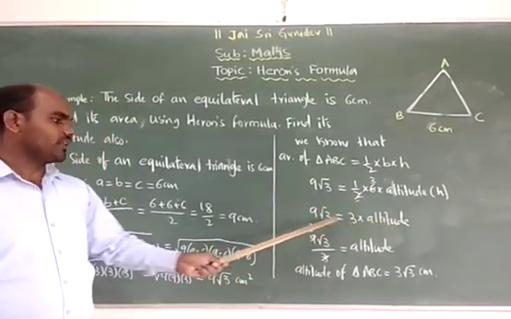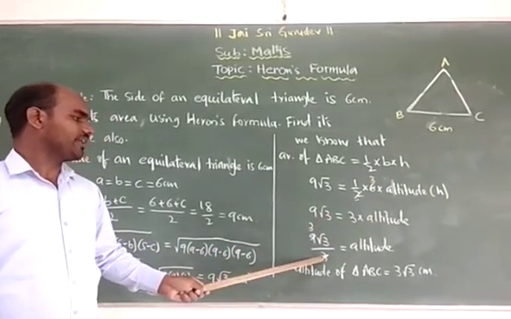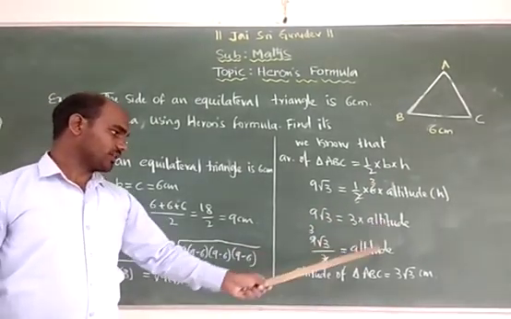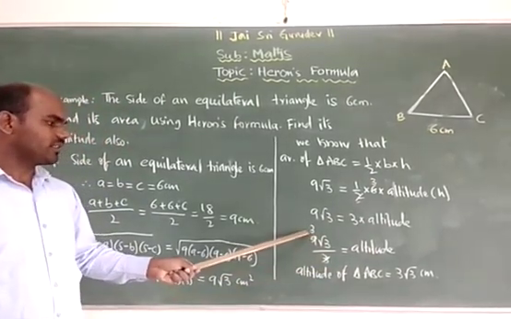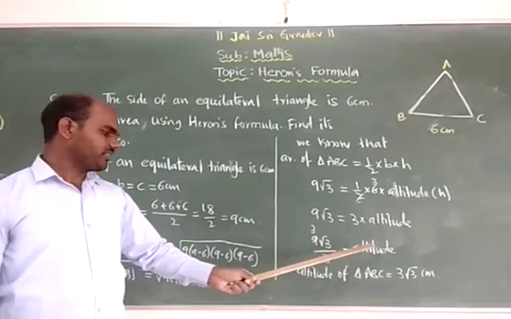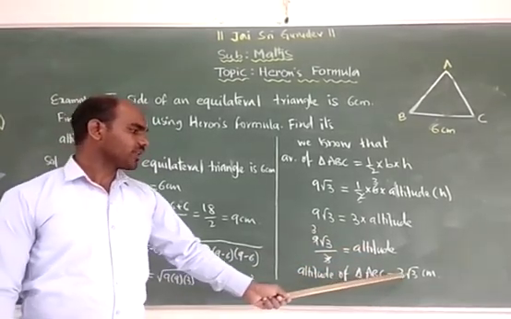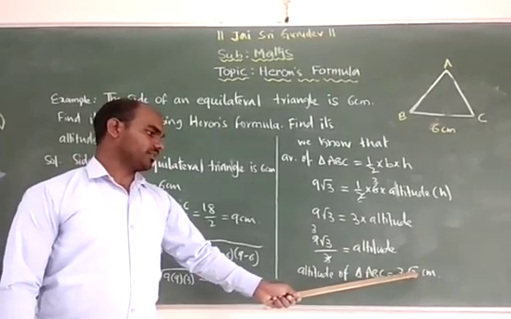Then the 3 should be sent to the left hand side. That is 9 root 3 by 3 is equal to altitude. The 3 1s are 3, 3 3s are 9, so how much are we getting? That is 3 root 3. It means the altitude of the equilateral triangle ABC is 3 root 3 centimeters.